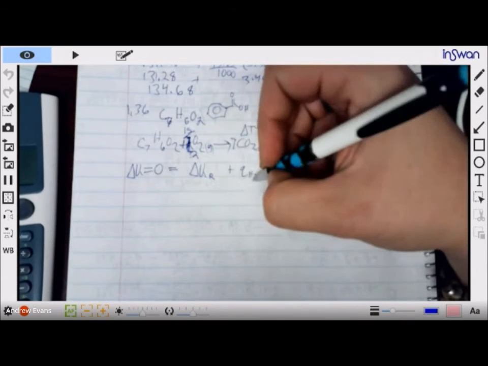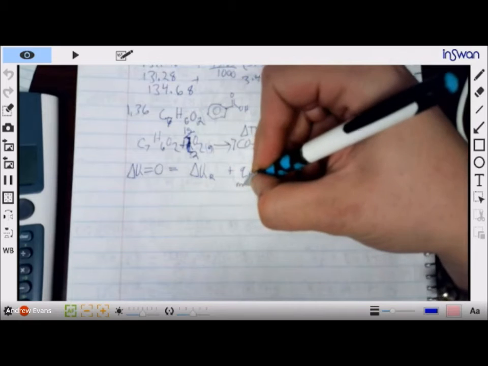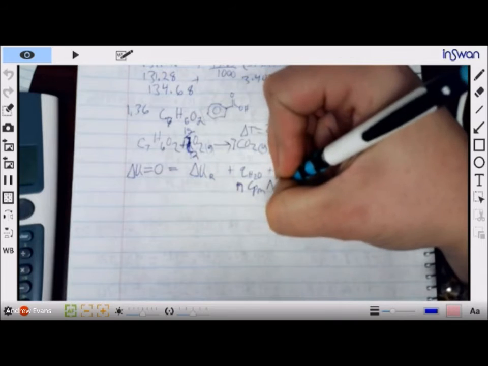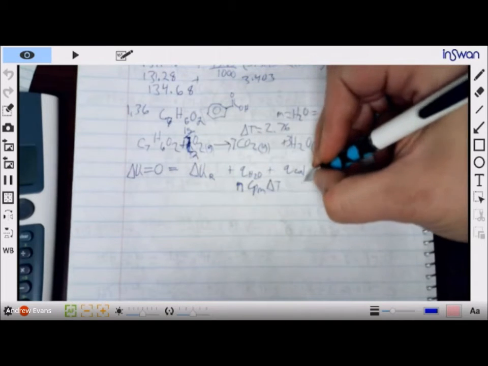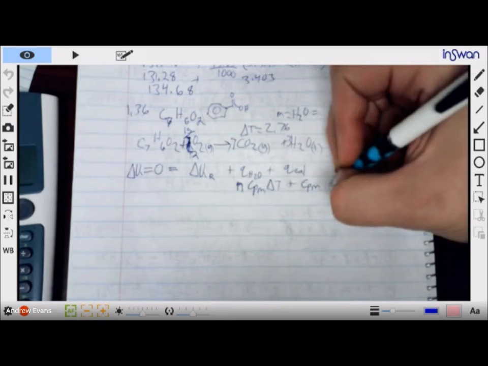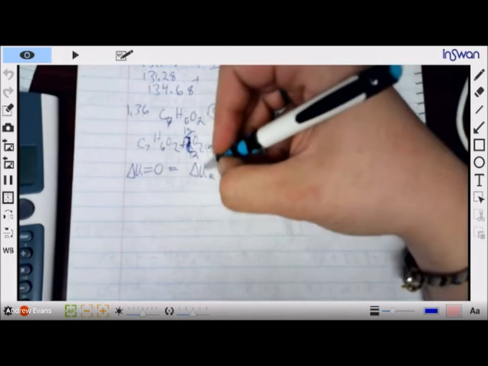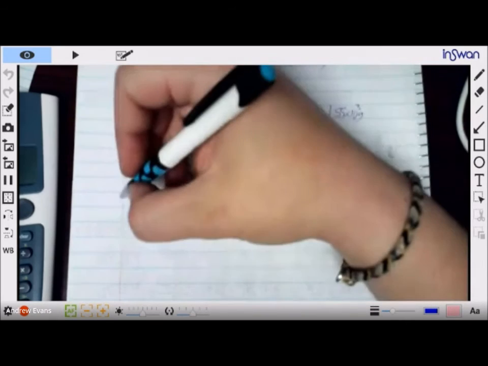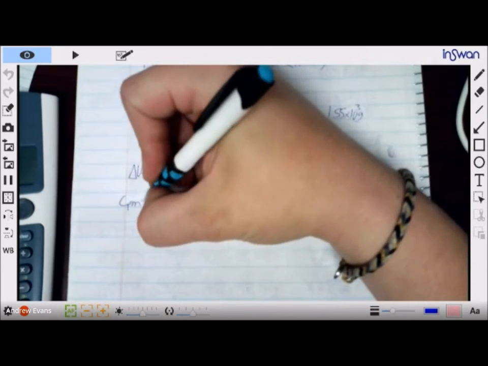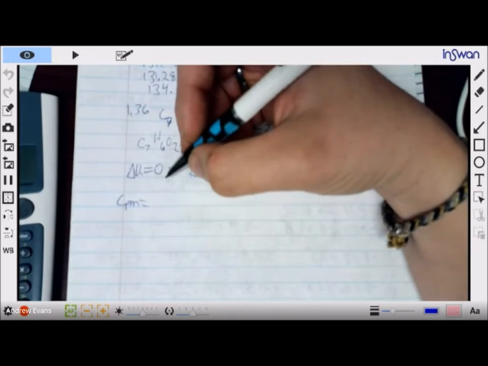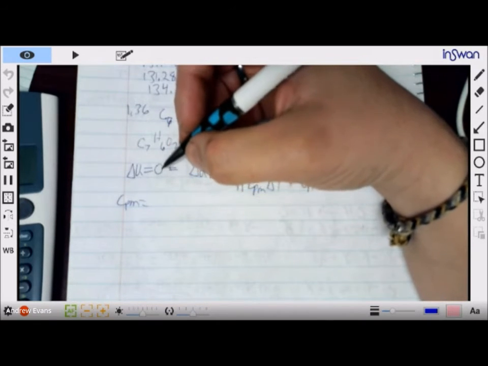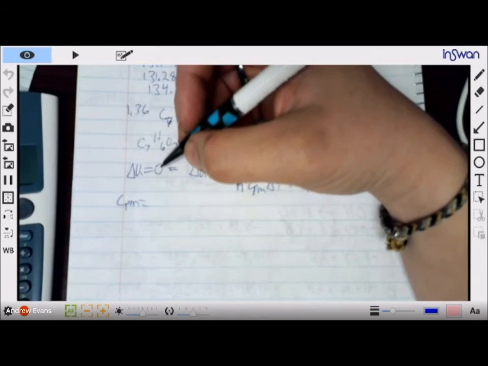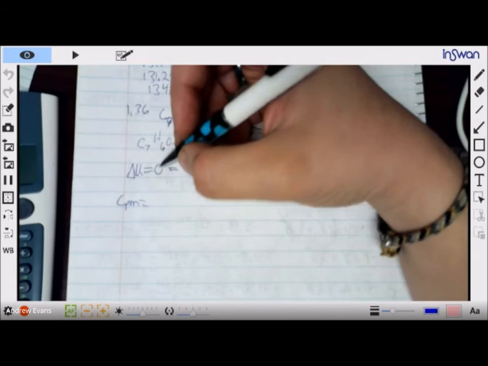The heat of the water is going to be what? The moles times C sub P sub M of the water times delta T. The heat of the calorimeter would be our C sub P sub M for the calorimeter times delta T. And our delta U of the reaction is something we can calculate. So let's first find our C sub P sub M of the water. Remember, water, H2O liquid, is 75.3.